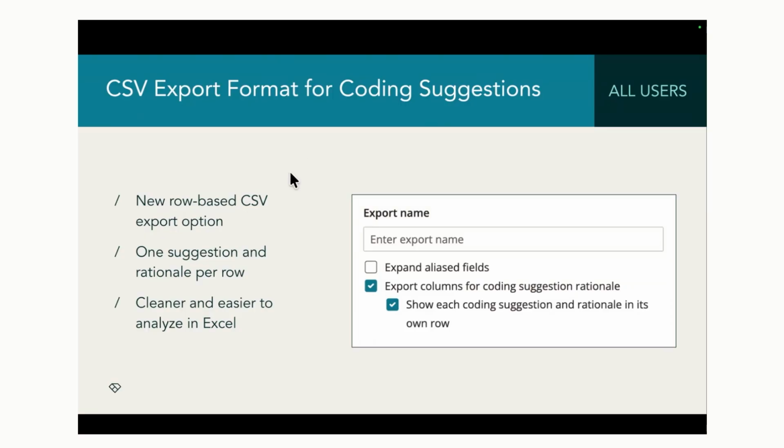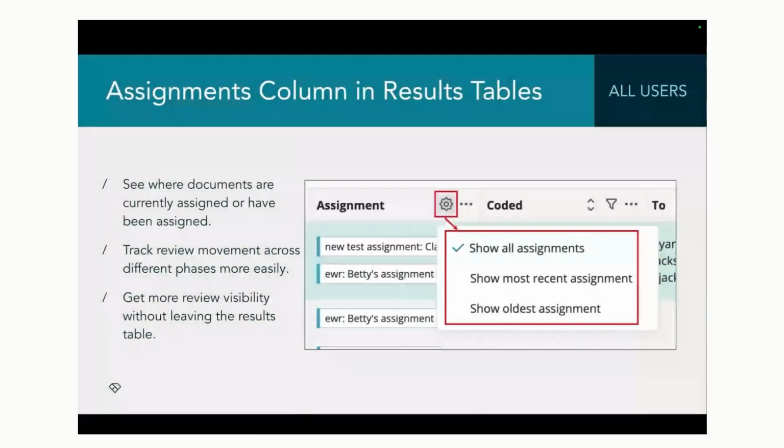And while we're talking about results tables, one last thing is that results tables now include an assignments column, which makes it easier to track documents as they move through different phases of review. So if you are a reviewer yourself, or if you're managing review progress, this gives you more visibility into where documents are or where they've been assigned without needing to jump elsewhere.